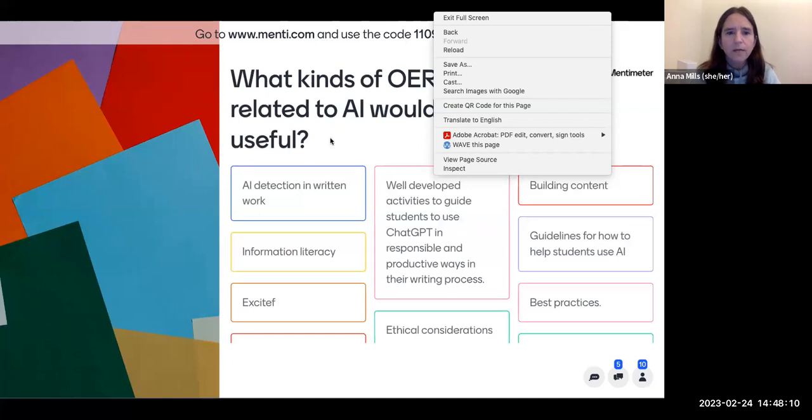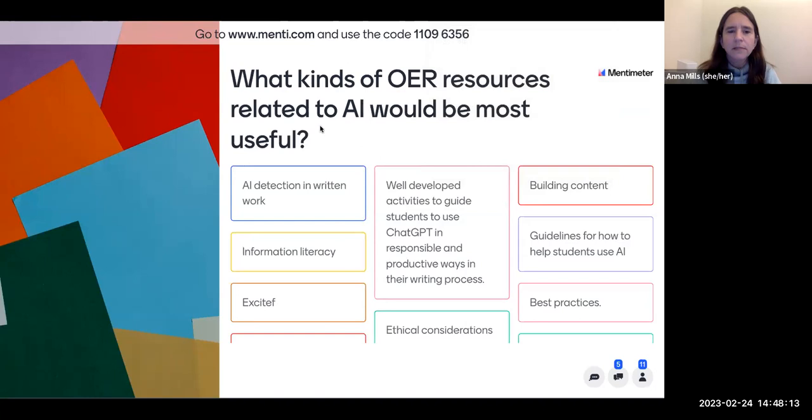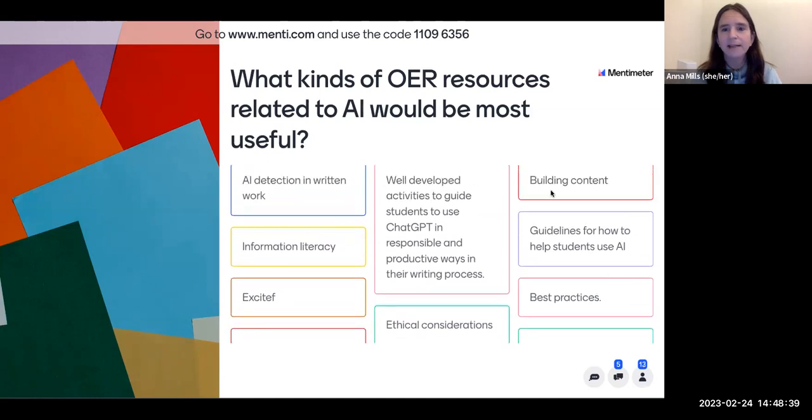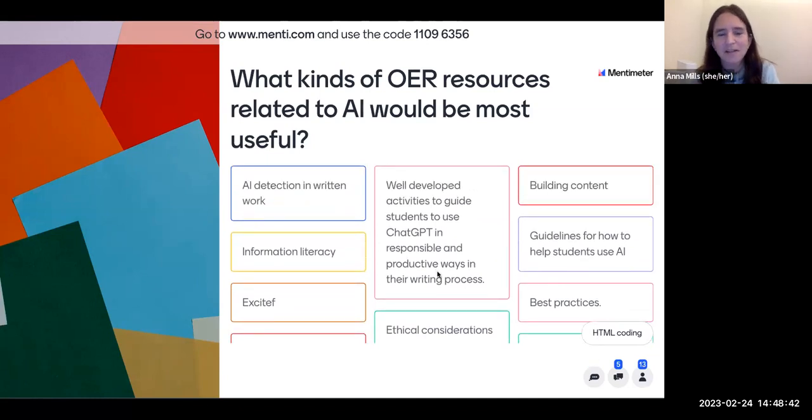Okay, so AI detection. Yeah, that is software that exists, as I mentioned. OpenAI released a text classifier, but it's not very accurate. So maybe somebody's looking for something more accurate. Information literacy, definitely. Well-developed activities to guide students to use ChatGPT in responsible and productive ways in their writing processes. Yeah, and I think that's also where it gets controversial as to what's responsible and productive. I think most people are going to say that they have an ethical way to use it, but we'll probably disagree on what is ethical.